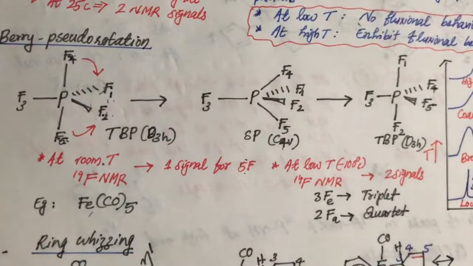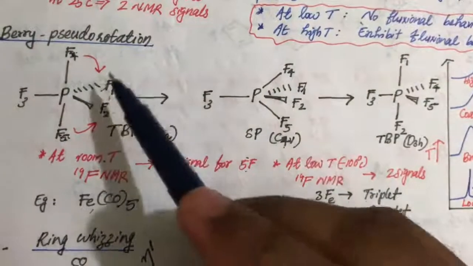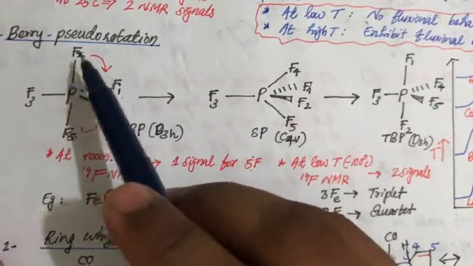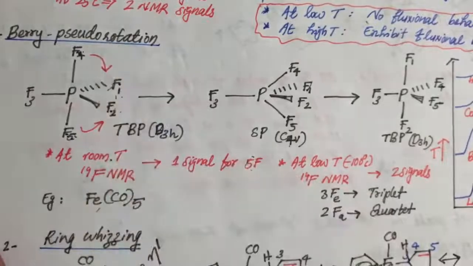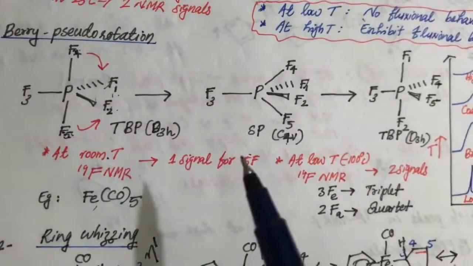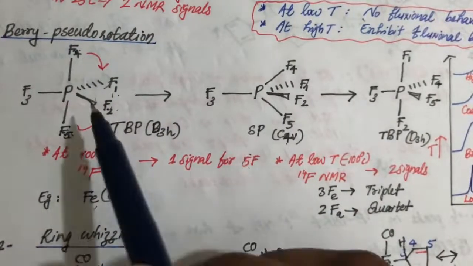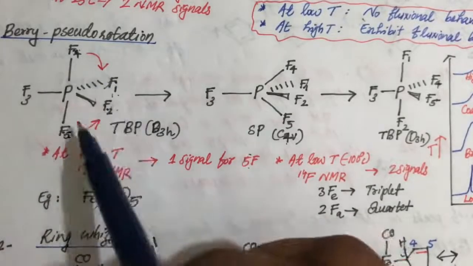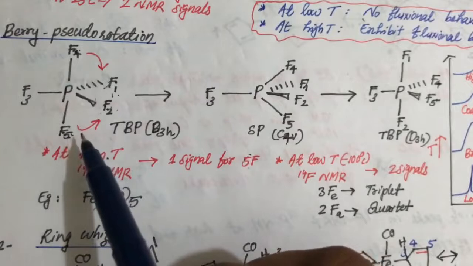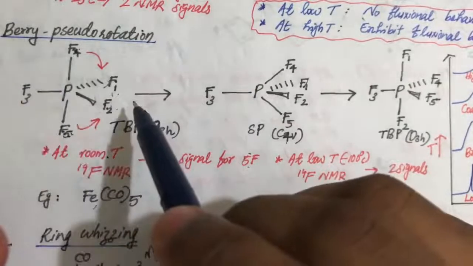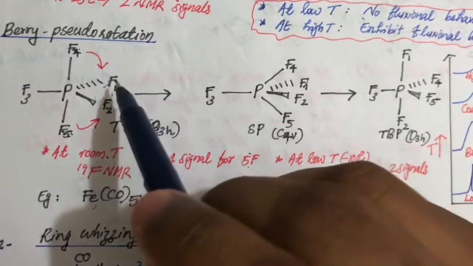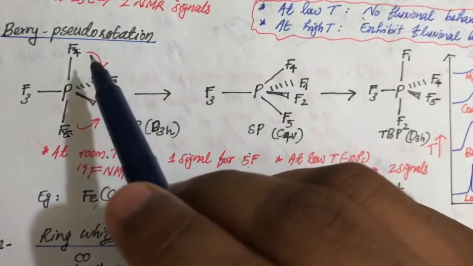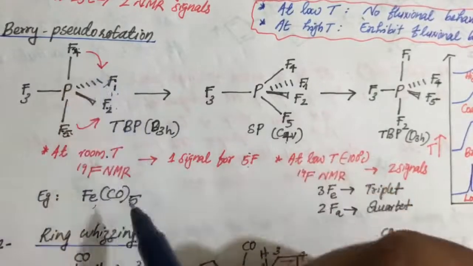Now we are discussing an important fluxional behavior that is due to Berry pseudorotation. What is basically Berry pseudorotation? It mainly happens in trigonal bipyramidal molecules. A well-known example is PF5. In a trigonal bipyramidal molecule, there is a dynamic shift in the position of the equatorial bonds with the axial bonds.